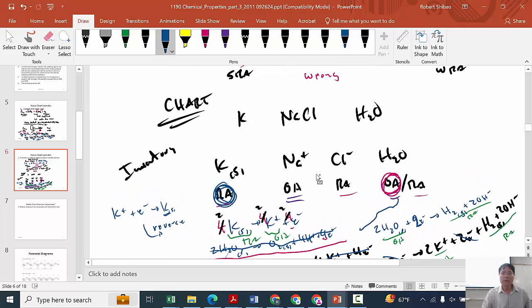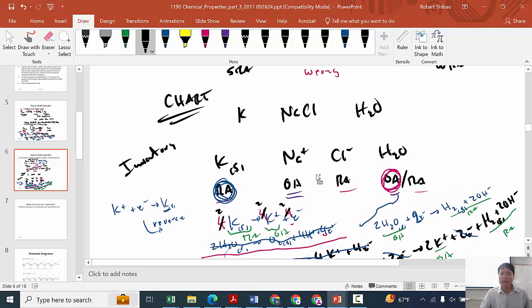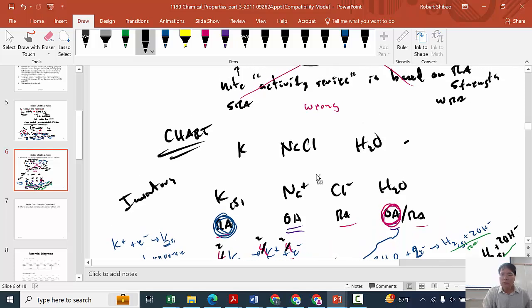So the chart method predicts the correct reaction. And the correct reaction here is that we're going to have 2 potassiums plus 2 waters. This is going to yield hydrogen gas plus 2 hydroxides plus 2 potassium ions.